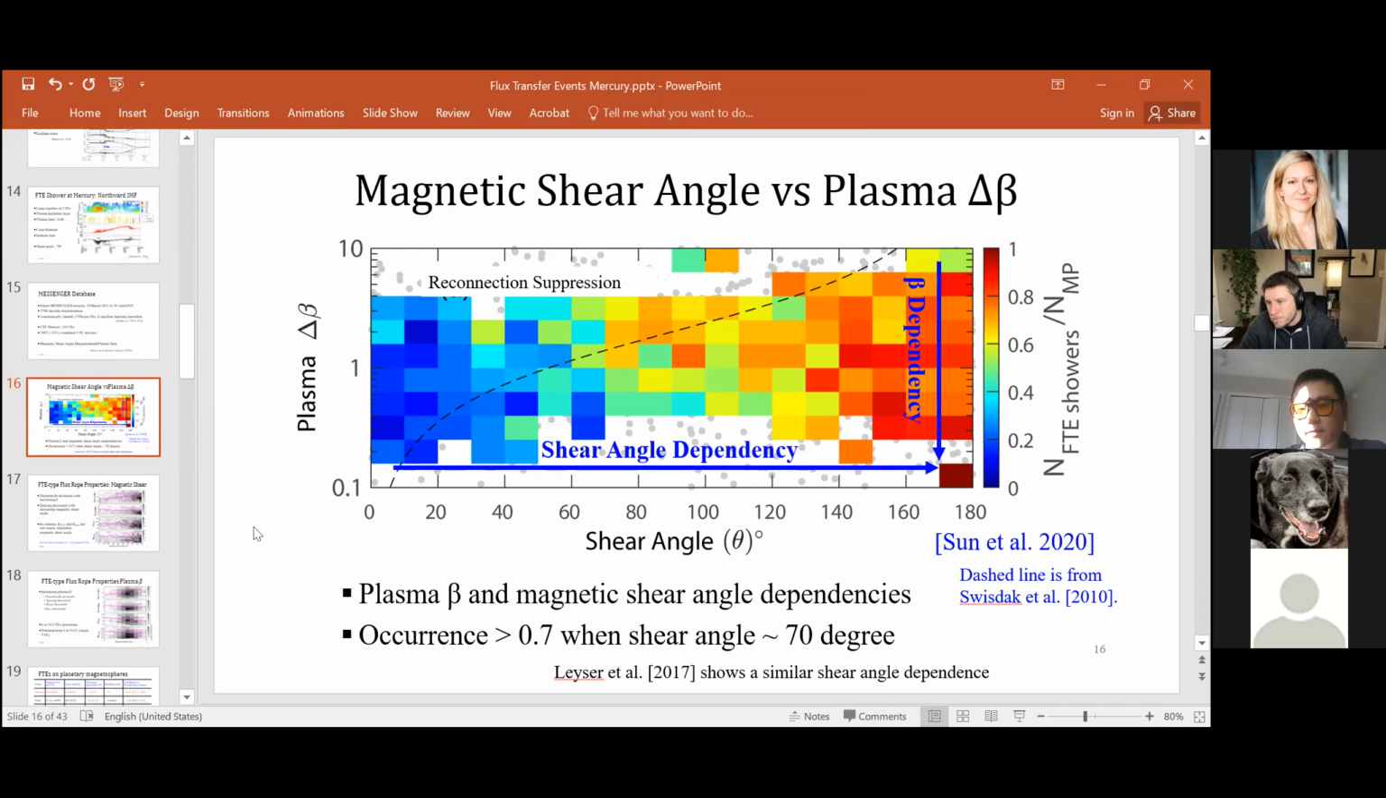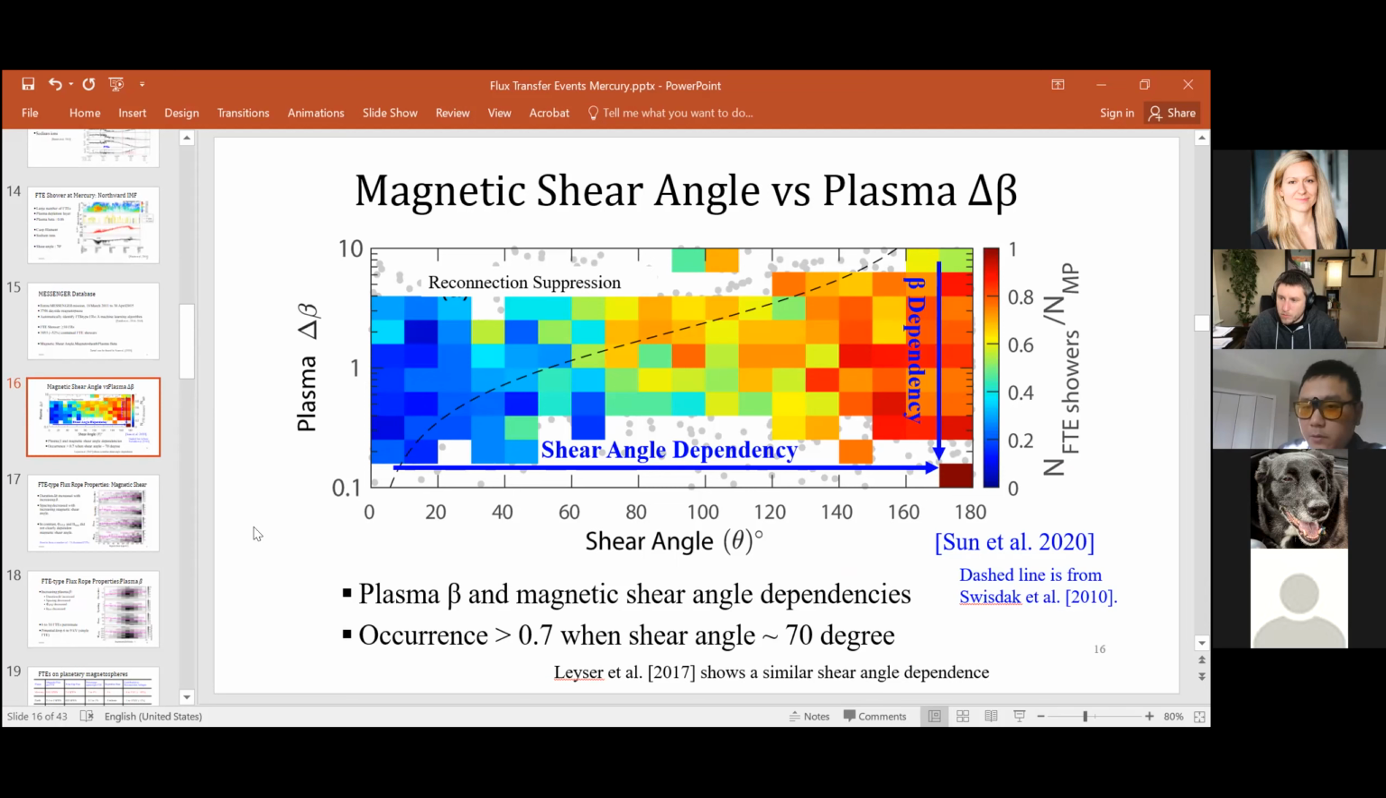Thank you. That's a really good question. So the magnetic shear angle is calculated based on when MESSENGER crosses the magnetopause, we have measurements in the magnetosheath and in the dayside magnetosphere, and we calculate the shear angle between the two. That's how we calculate magnetic shear angle. The plasma beta here, since we have limited plasma measurements, we assume pressure balance on the two sides of the magnetopause. I think you made a good point.